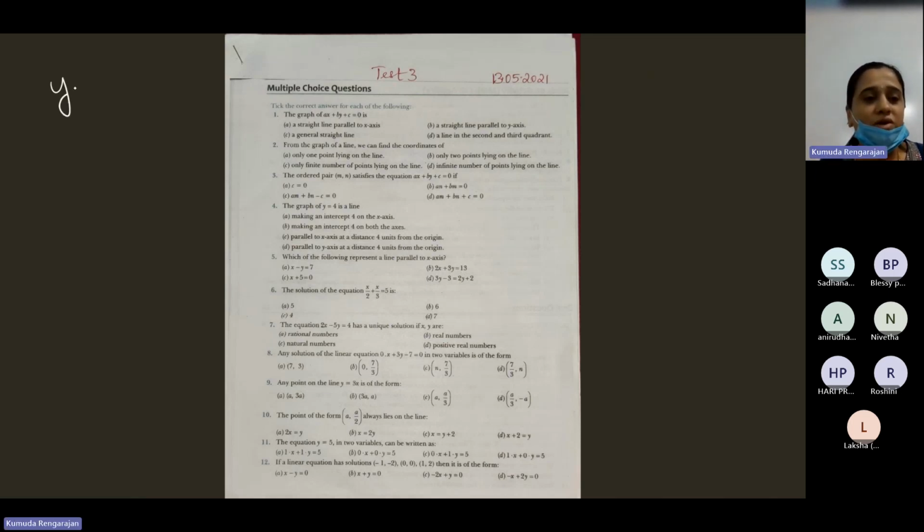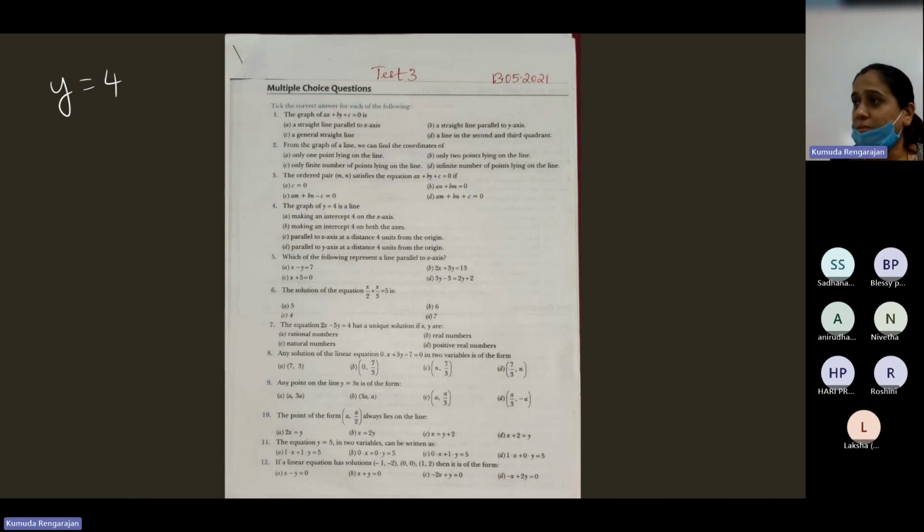When you look at this equation, y is equal to 4, it's a line parallel to the x-axis because we have y is equal to some number, a constant. So when the equation looks like this, when you have y is equal to something, then it will be a line parallel to the x-axis. That's the first conclusion.